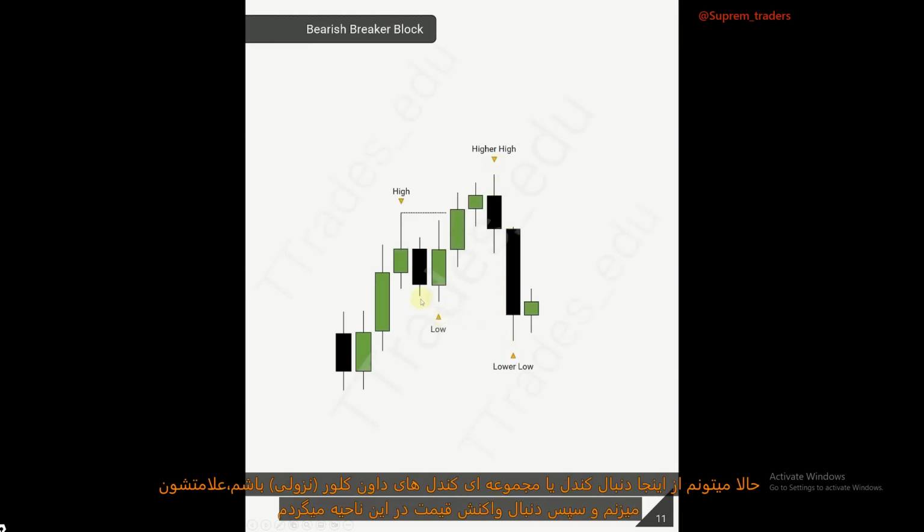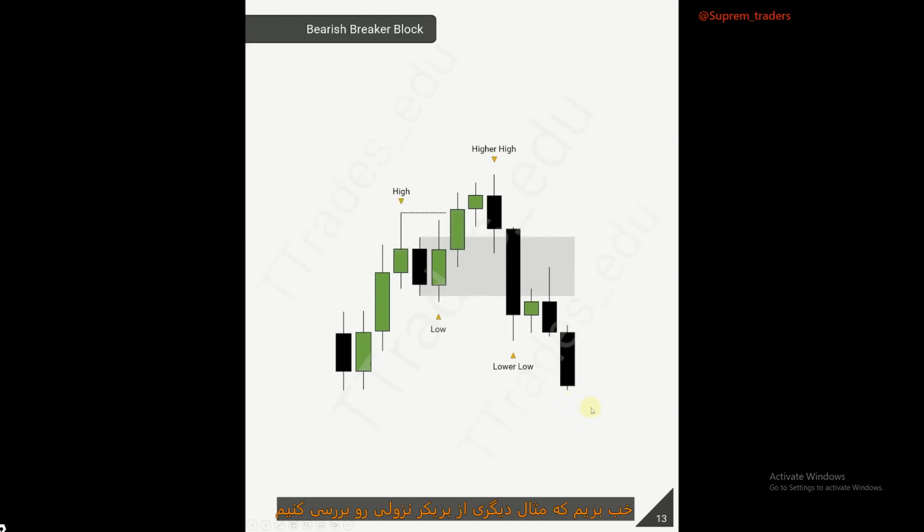Now taking a look back at the PDF, what do I look for in a bearish breaker block? Well, I want to see a high, low, higher high, then lower low. From here, I can look for the series or single down close candle, mark that out, and then look for a reaction there. Let's hop into another example of a bearish breaker block.